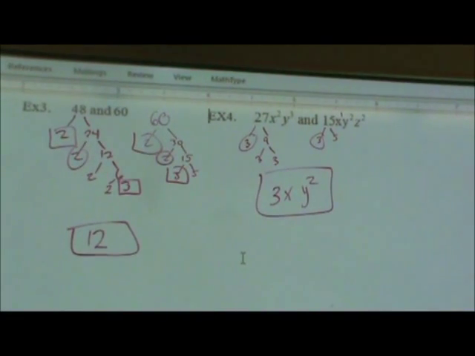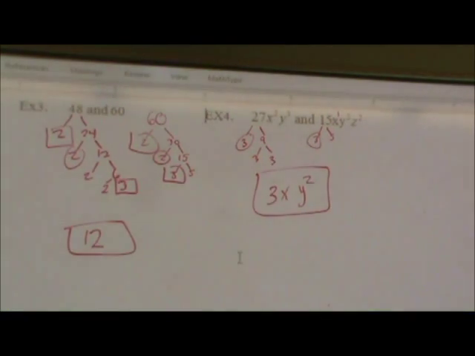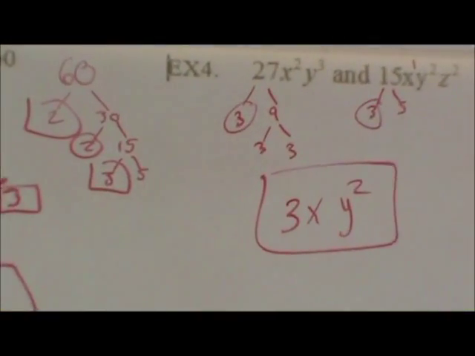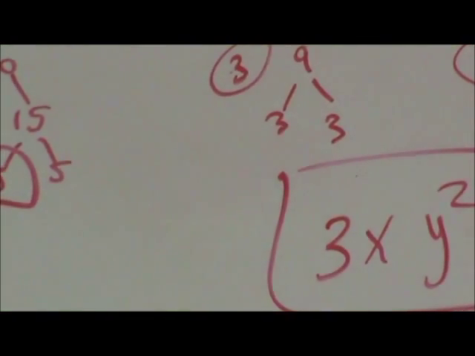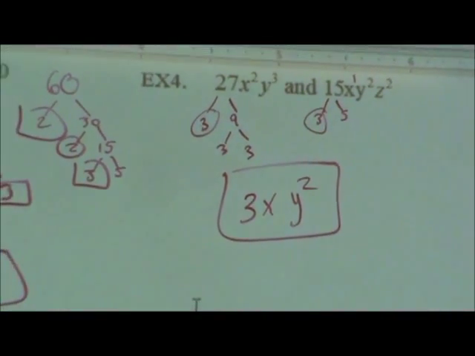The last one with our monomials, we start off with the numbers. Well, I took down 27. It was a bear, but I took it down to 3 times 3 times 3. Took down 15 to 3 and 5. Made my pair of 3's. Can't do anything else. I know, common thing: hey, there's two 3's, let's match them up. Can't do it.